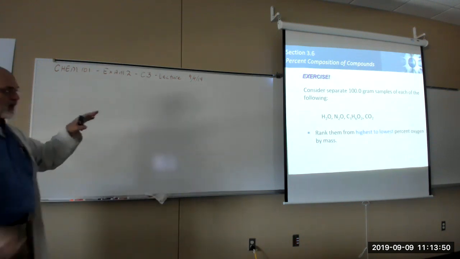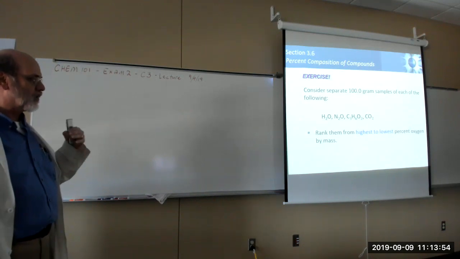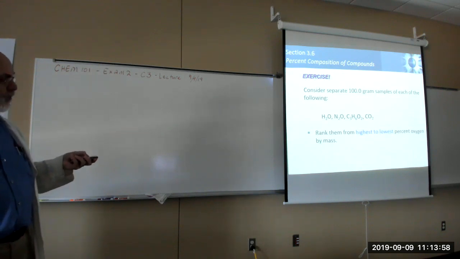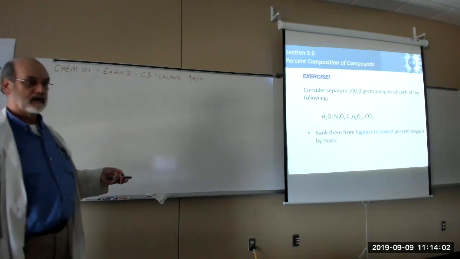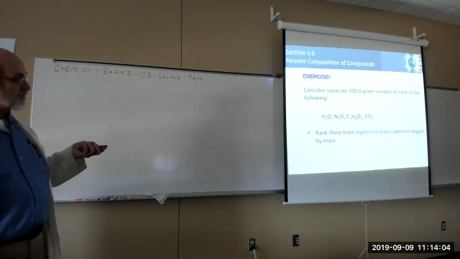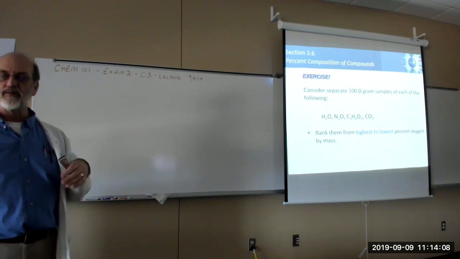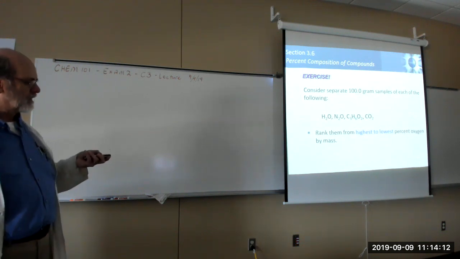You've got those same compounds again. Rank them from highest to lowest percent oxygen by mass. So you would just take the total mass of water, which we did before, 18.02, right? Divided into the mass of oxygen, which is 16. So 16 divided by 18.02 times 100 would be that percent. And you just go down the line.